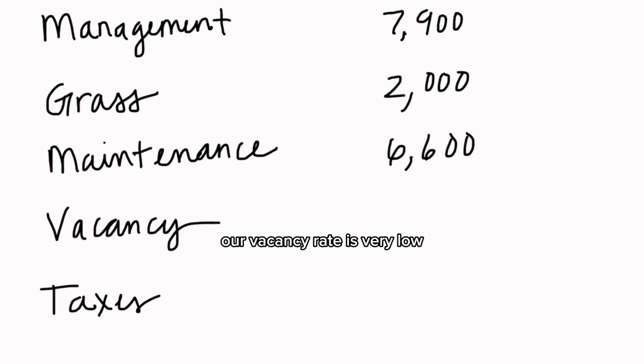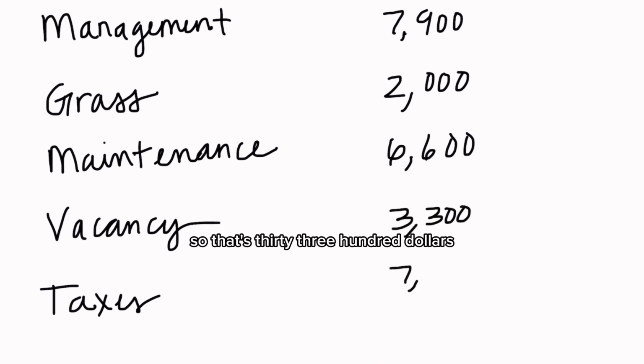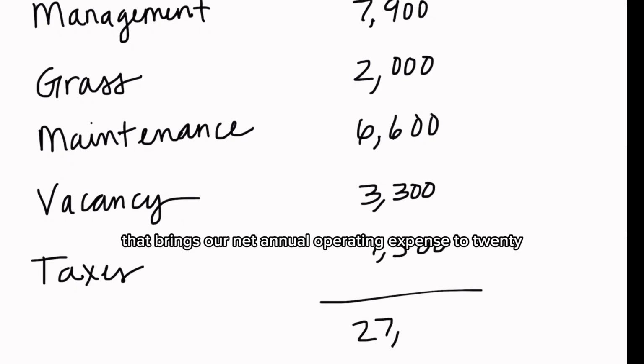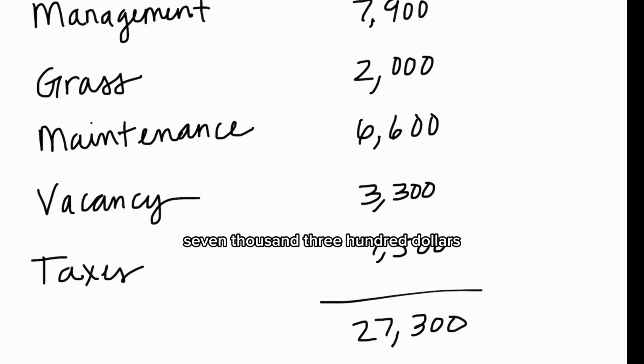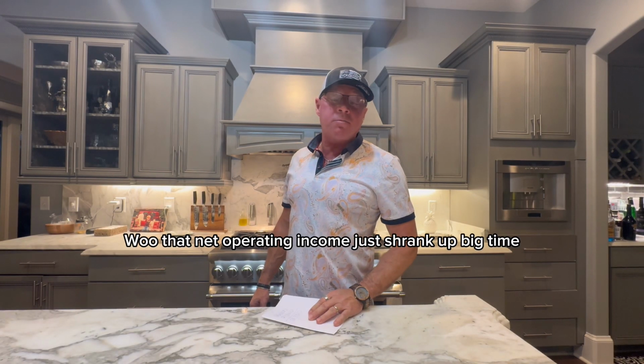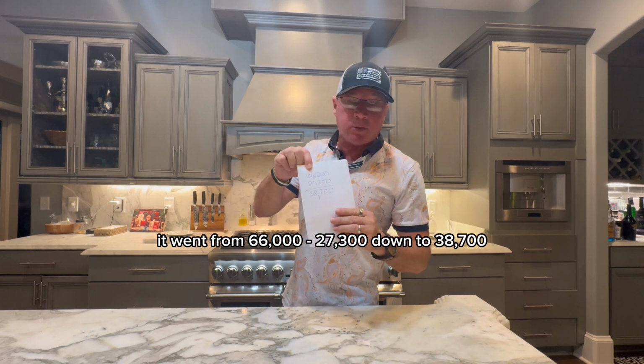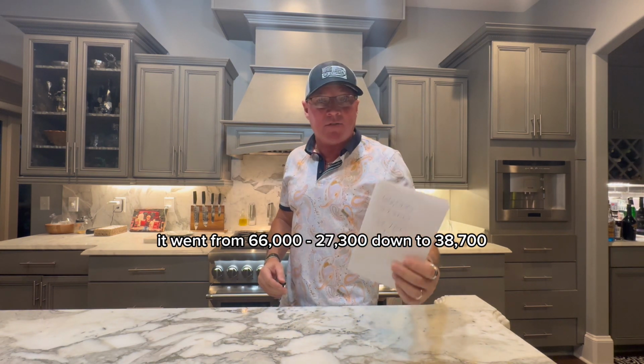Be prepared. Our vacancy rate is very low. I keep it at 5%. So that's $3,300. The annual taxes on these are only $7,500. That brings our net annual operating expense to $27,300. Woo, that net operating income just shrank up big time. It went from $66,000 minus the $27,300 down to $38,700.